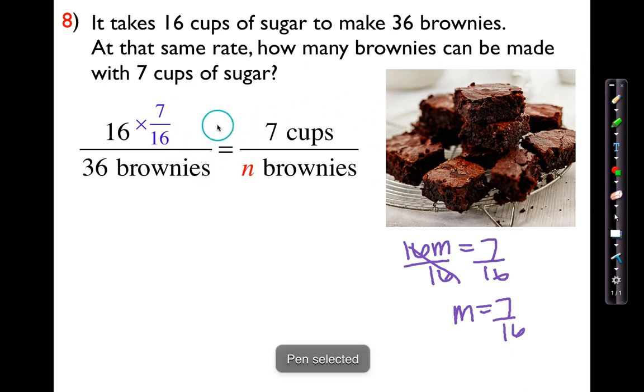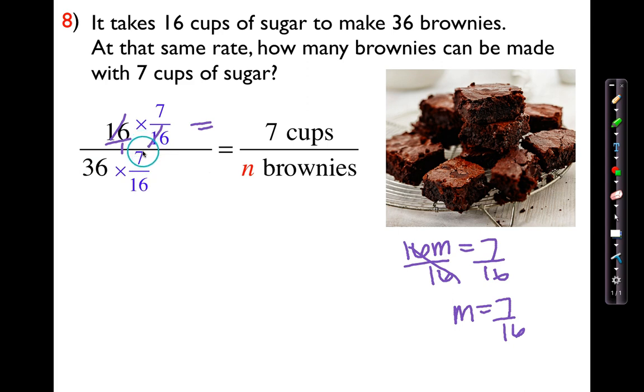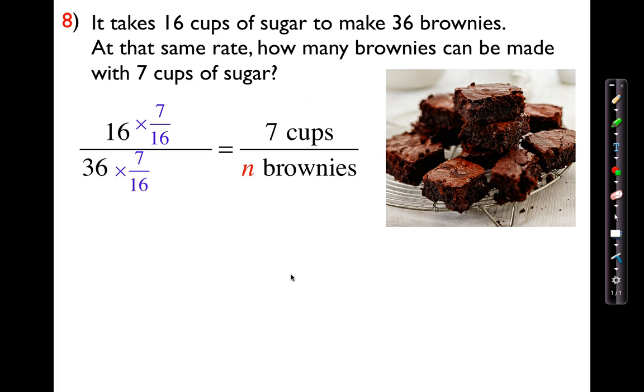Let me check to see if that works out. The answer is yes. So I'm going to go ahead and do the same here and multiply this by 7/16 as well, so that it equals n. So I'm going to go ahead and multiply. I notice I can cross cancel by a factor of 4, leaving me with 63/4 brownies. Now, when you turn that into a mixed number, it will be 15 3/4, which again is going to make more sense when you're answering this in real life. You're going to say it's going to make 15 3/4 brownies.